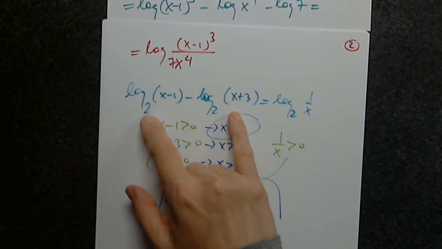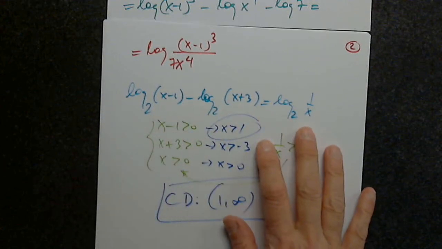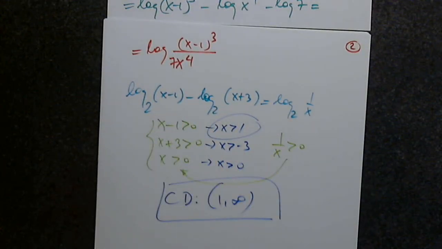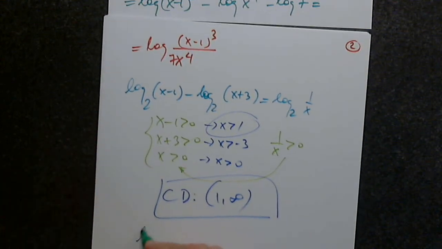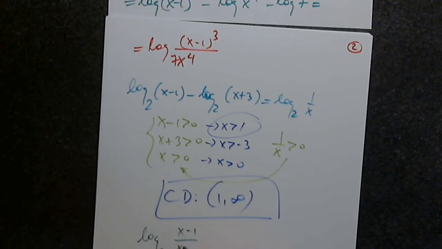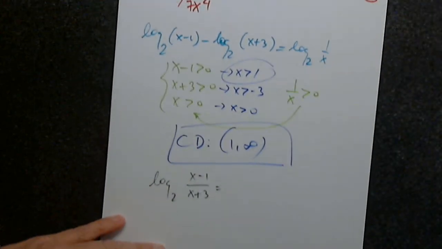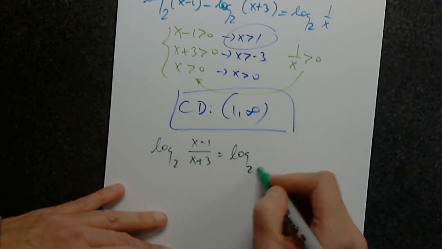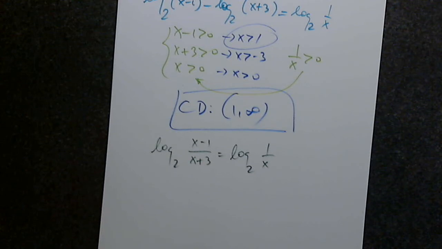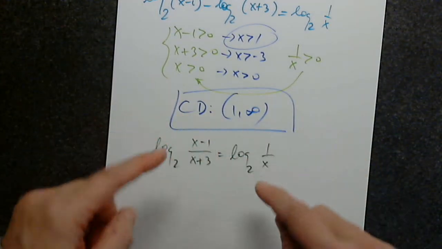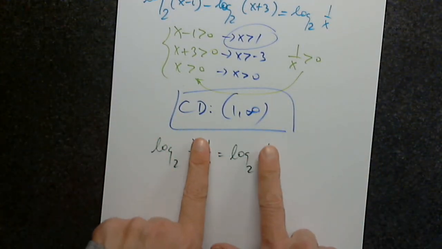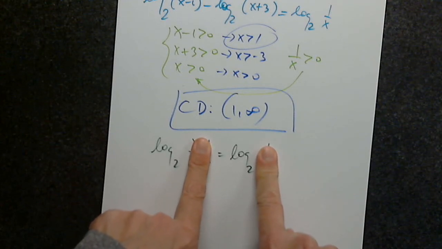So I state the domain on the raw equation, and now I'm ready to condense. The left-hand side is log base 2 of x minus 1 over x plus 3, and the right-hand side is log base 2 of 1 over x. Now we don't cross out or simplify anything. All we have to do is think in terms of the one-to-one property of this function, log. Two logs are equal and they have the same base, so these two must equal each other. There's no other way.